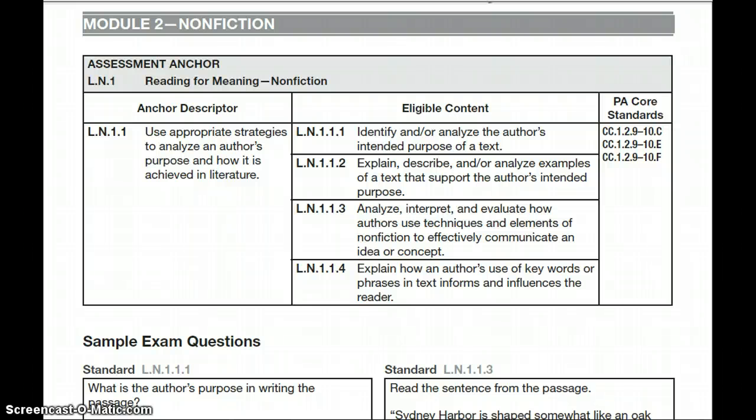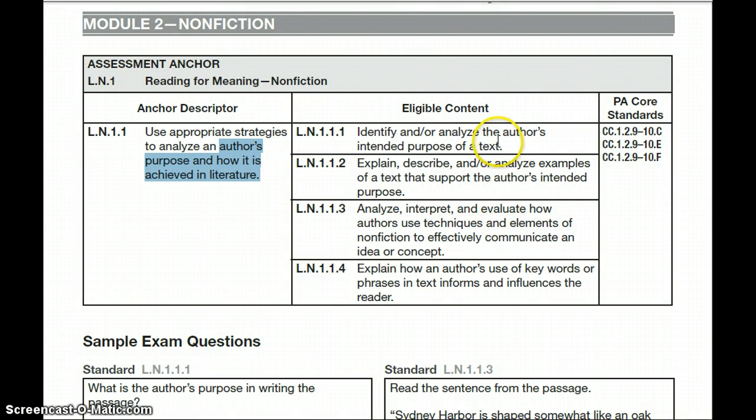So we're going to take a look at the first set of skills. And the first one here is using appropriate strategies to analyze an author's purpose and how it is achieved in literature. This is going to look very similar to what you saw in fiction, as a lot of these skills are repeated. And the difference here is going to be that you need to find these things in a nonfiction piece, which is going to be a different set of skills than you would see in fiction.